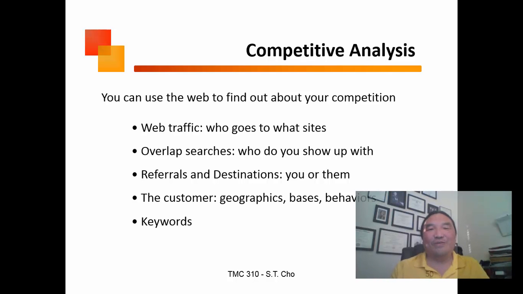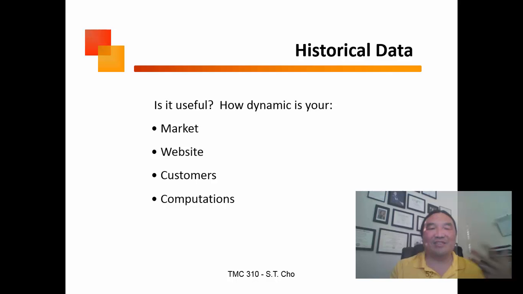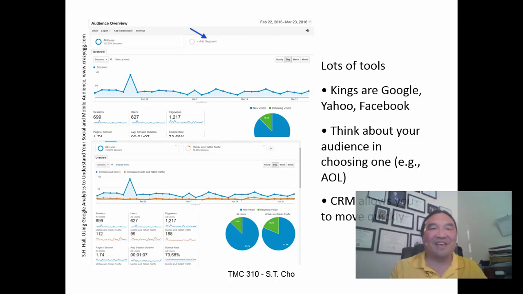The thing is, you can use these digital sources to see what your competition is doing. In terms of referrals and destinations, is it more about you or is it more about somebody else? But the thing is, you can run your own experiments. You can change keywords and see what the impact is. Look at your bounce rate and things like that. Historical data, is that any good? Well, a lot depends on if it's stable, and a lot of that has to do with your business.